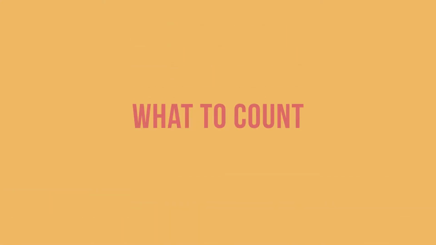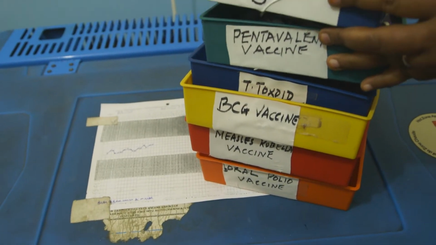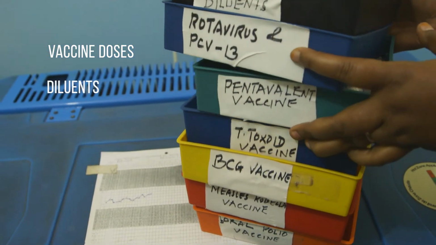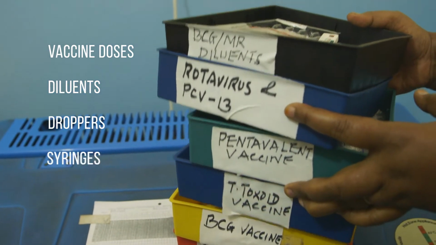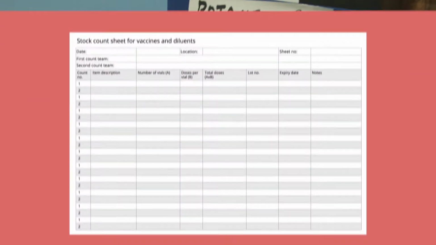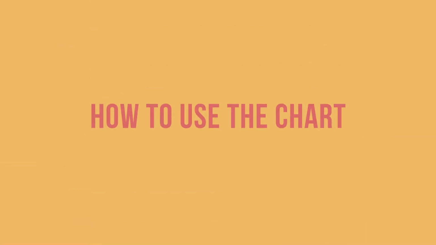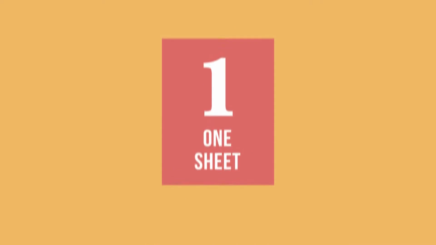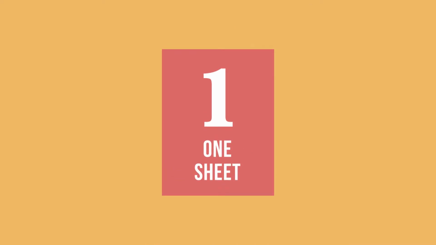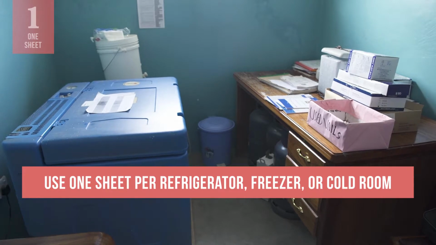First, decide which items you're going to count. A routine count should cover vaccine doses, diluents, droppers, syringes, and safety boxes. To do your stock count, you can use a chart like this one to capture data about vaccine doses and diluents. You may find it helpful to use one sheet for each refrigerator, freezer, or cold room.